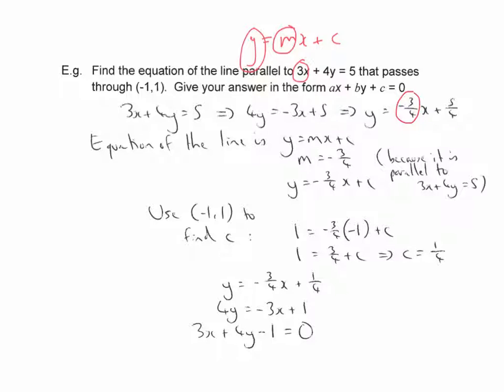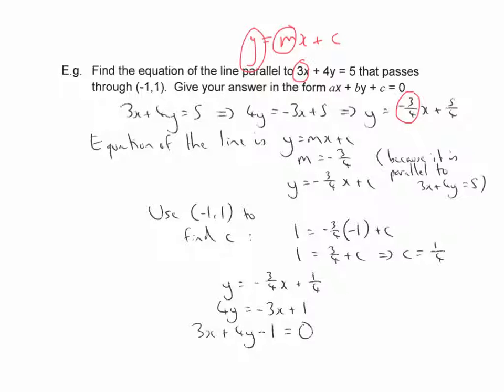So a parallel line would have exactly the same gradient. So at this point, I've written down that my parallel line is y equals minus 3/4 x plus c. Now, to find c, I need to use a point, and I've been given a point: minus 1, 1. So if I plug x is 1 into this, and y is minus 1 into this, my c value can be found. Working through that, I get c as a quarter. So my answer is y equals minus 3/4 x plus a quarter.